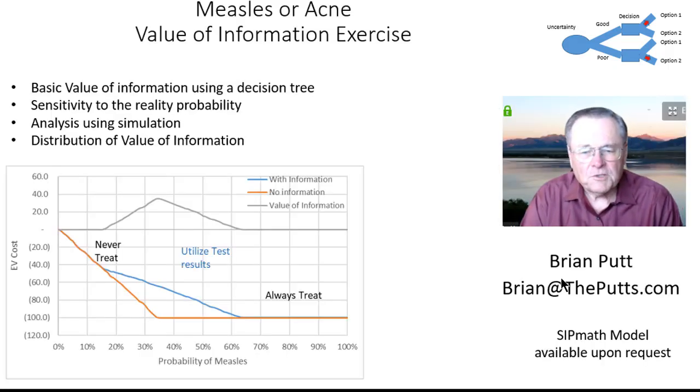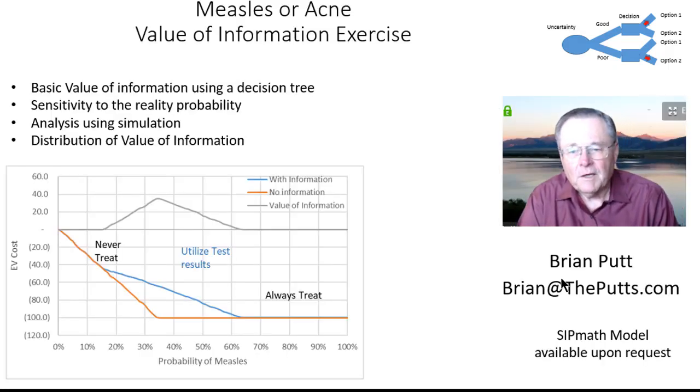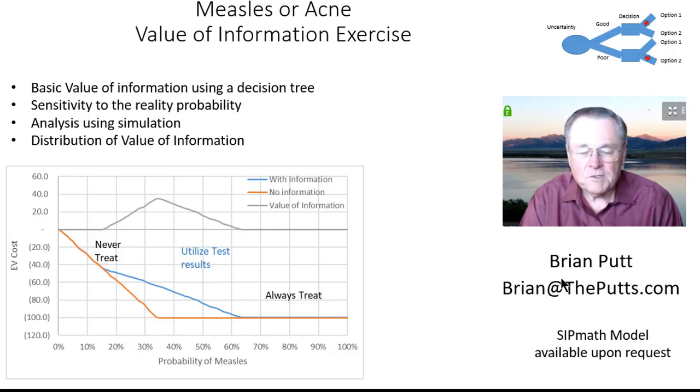Hope you found this interesting, something to play with. Use your decision tree to work this through, or try using SIPmath. You could try it in Crystal Ball or @Risk or whatever you want to do. But I think this is a good exercise in learning about the value of information, whatever decision analysis software you might use.